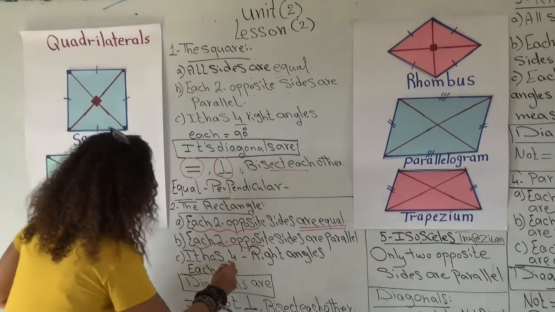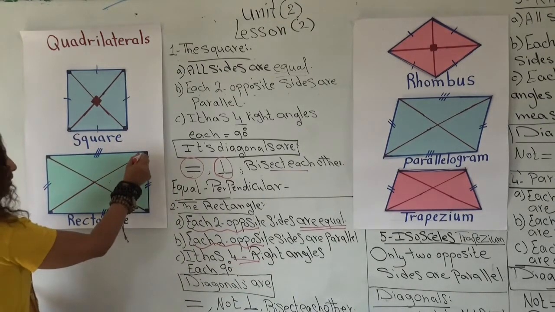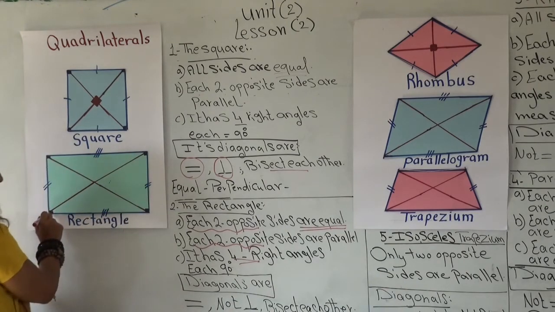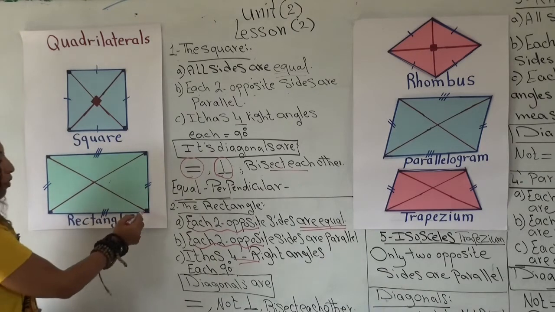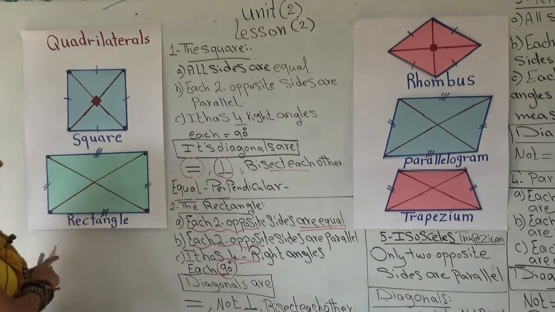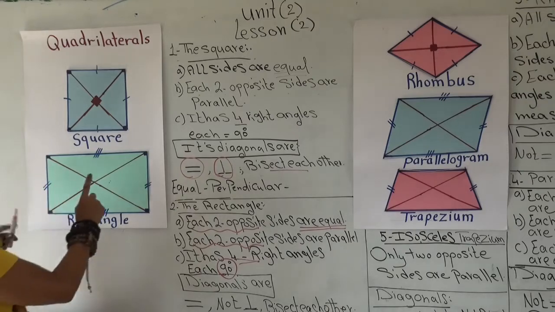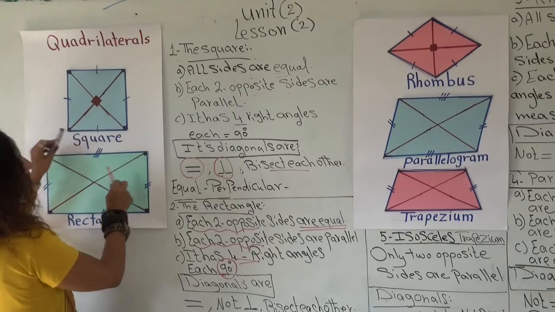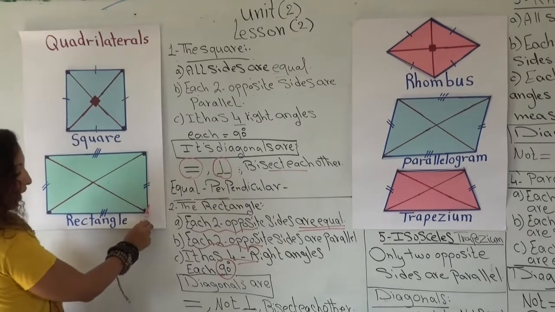And also, like the square, it has 4 right angles. This is the first right angle, and here is a right angle, and here, and here. So it also has 4 right angles. The measure of each is 90 degrees. Again, the rectangle: each two opposite sides are equal and each two opposite sides are parallel. It has 4 right angles.